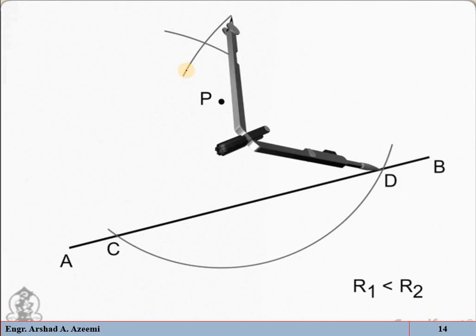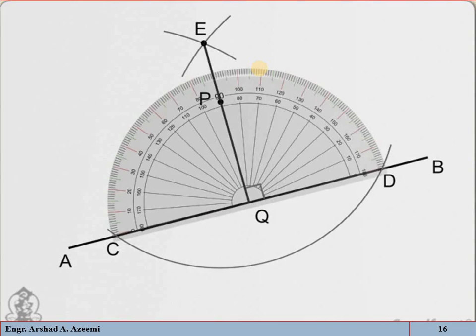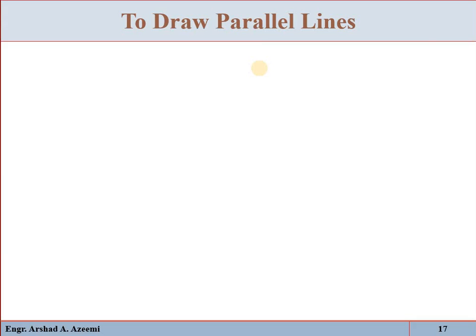Now join P with the intersection of the two arcs and extend it towards the AB line. So this line PE will be the required perpendicular to AB, which is passing through the given point outside the line. See, that will be exactly perpendicular.